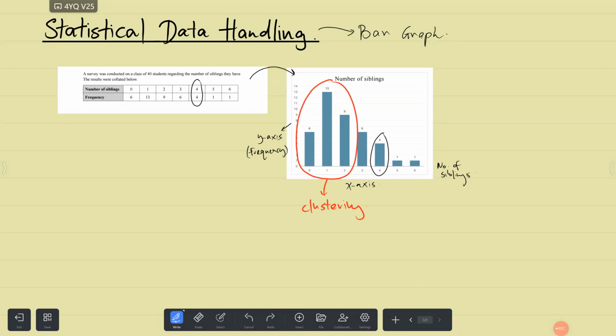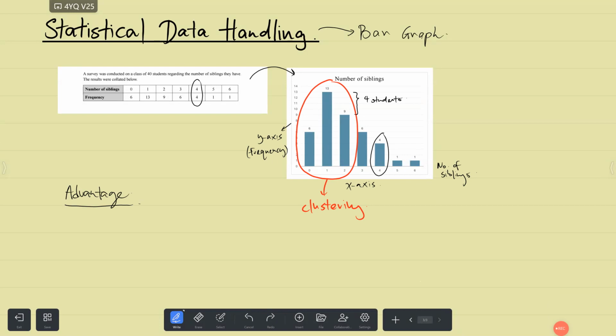And here you realize that why we want to use a bar graph is that we can easily compare the differences between each category. So for example, here you can see that the difference between students with 2 siblings and students with 1 sibling is that there are 4 students. And of course, this once again is aided by the y-axis that we have, as opposed to a dot diagram that does not have a y-axis.